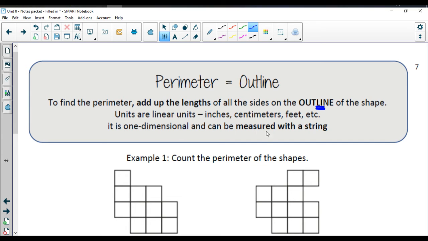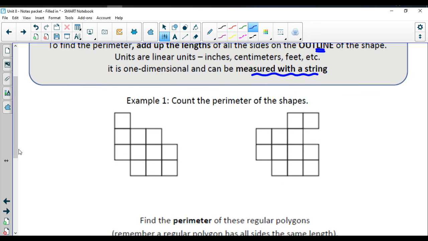It's one-dimensional, and you can think about it as being able to be measured with a string. When I think about perimeter, I'm thinking about a string. I'm also thinking about a Sharpie. A lot of times when you're doing a project, you'll want to grab a darker colored marker, and I've been asked for lots of Sharpies over the years to outline an item. So when you think about perimeter, think about the Sharpie.